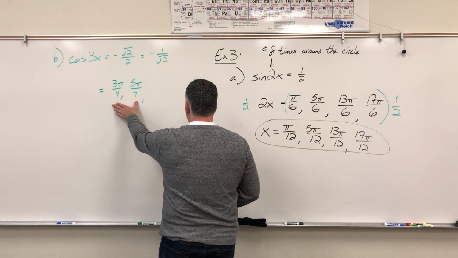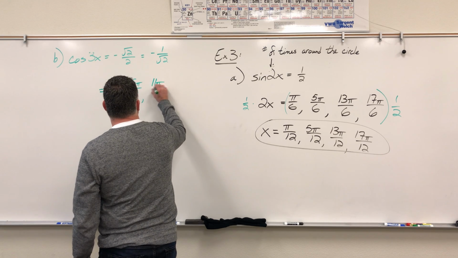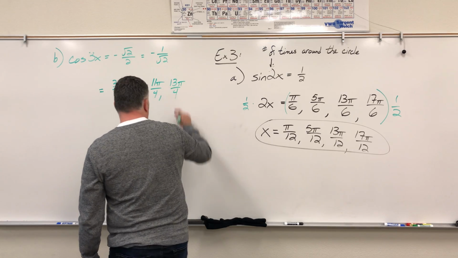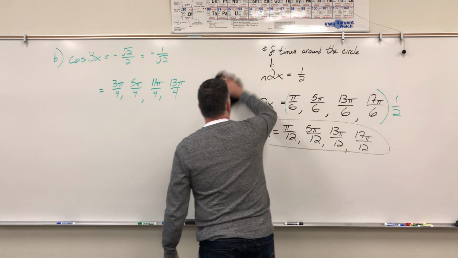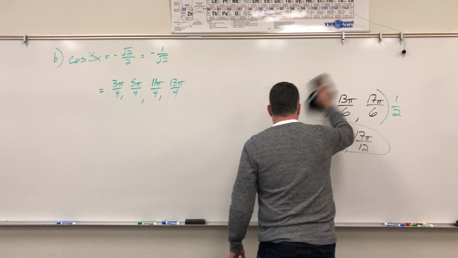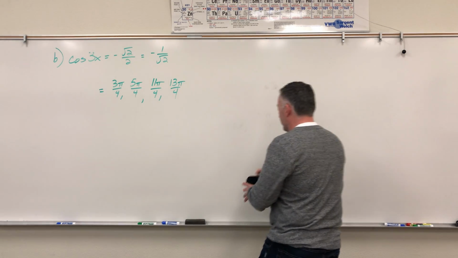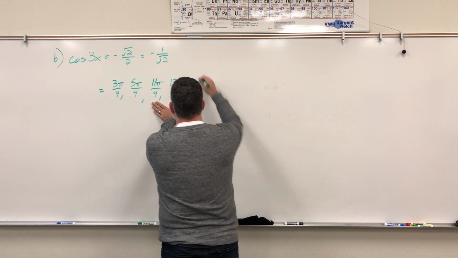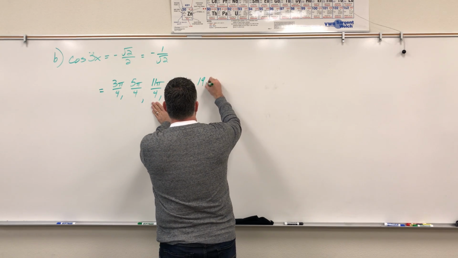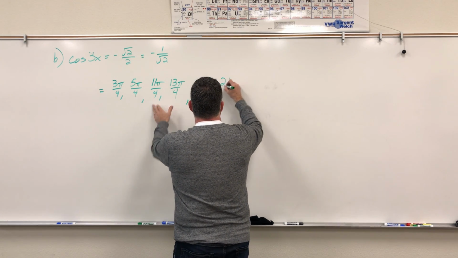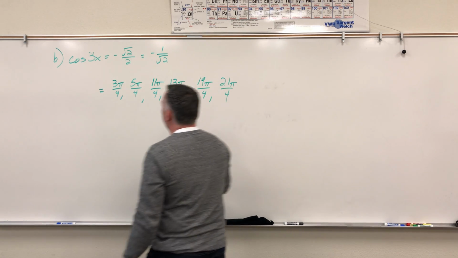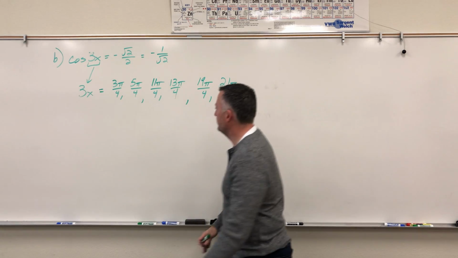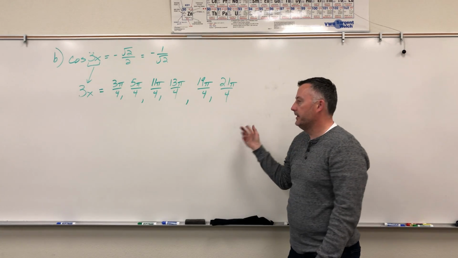So add 2 pi to each of these. So 11 pi over 4 and 13 pi over 4. And then we're going to add 2 pi again to give you the last time around the circle. So add 2 pi to each of these. So 19 pi over 4 and 21 pi over 4. And then take your angle, which is 3x. That's what 3x is going to equal, all of these, and now solve for x.